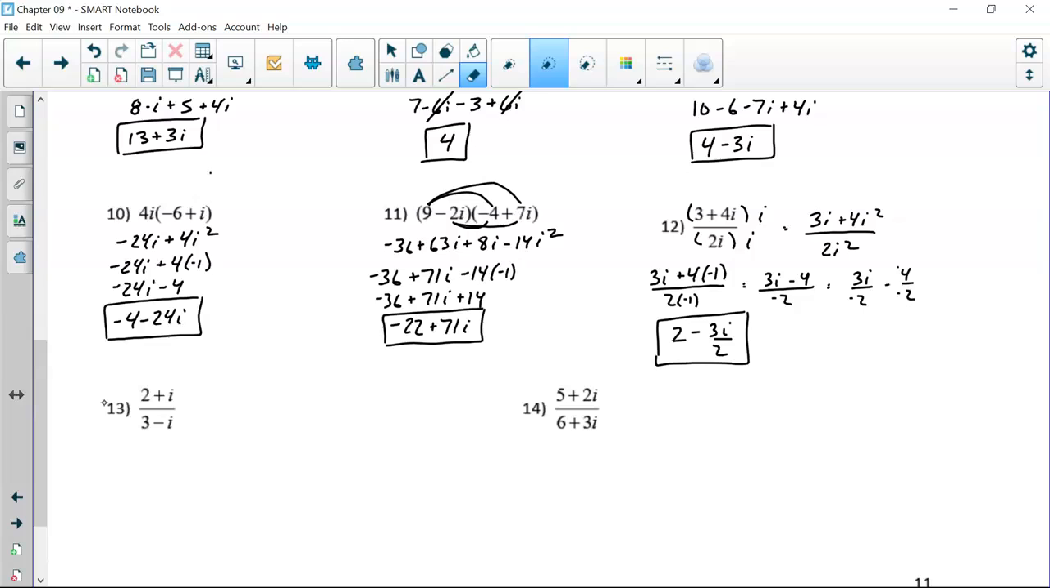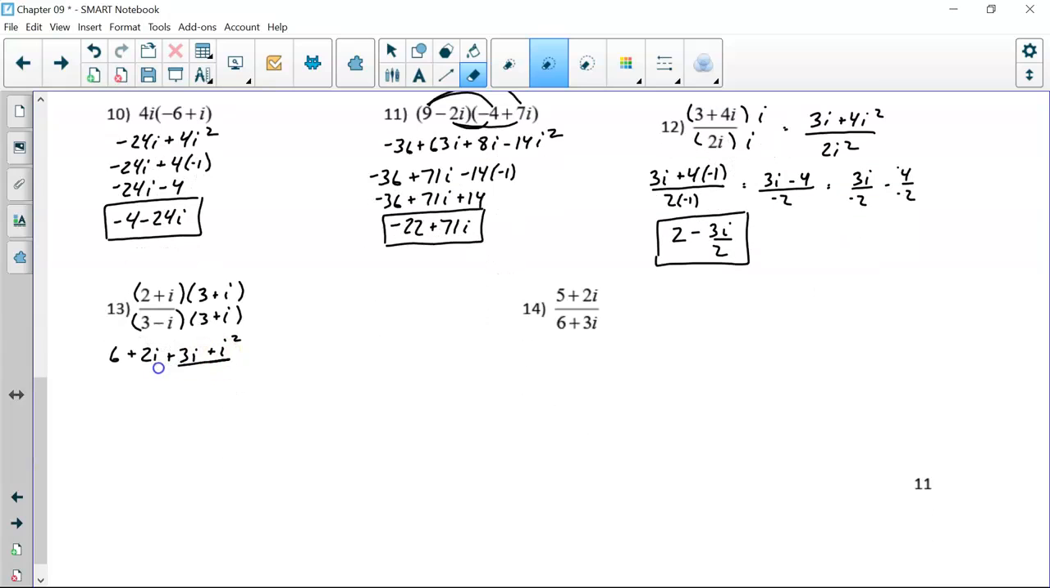So now, for number 13, a little bit different. We have two terms. Now, here's where that conjugate comes into play. We're going to multiply both of those by the complex conjugate, which is 3 plus i, the numerator and denominator. Once again, by multiplying by that, we're just multiplying by 1. So now we multiply the numerators. We get 6 plus 2i plus 3i plus i squared. Denominator, 9 plus 3i minus 3i minus i squared.